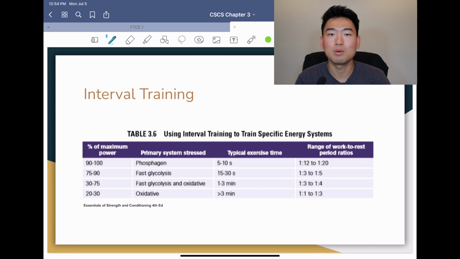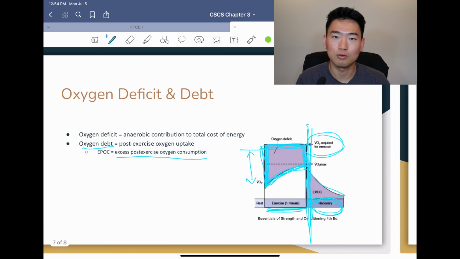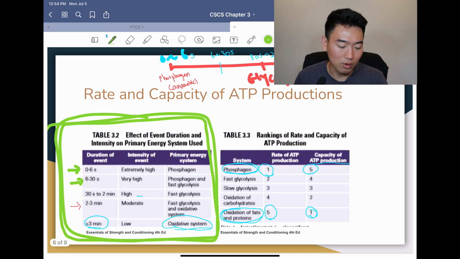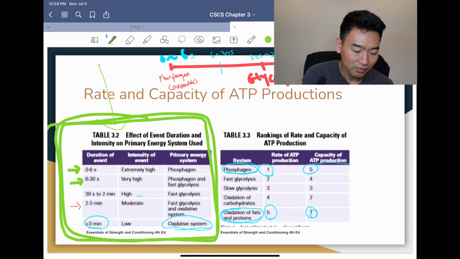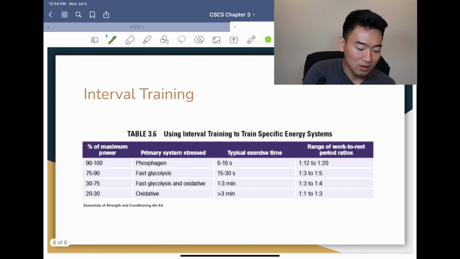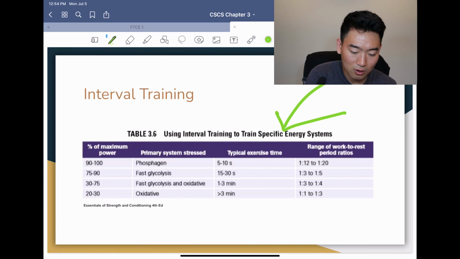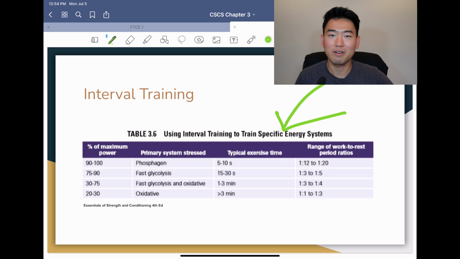All right, the most important chart of the day, interval training. Like I said with this chart here, let me bold it. This chart comes back all the time. Okay, so very important to know this chart. Very important.